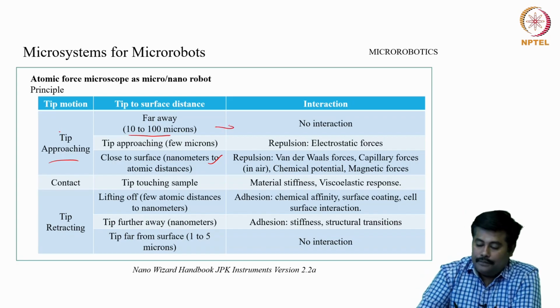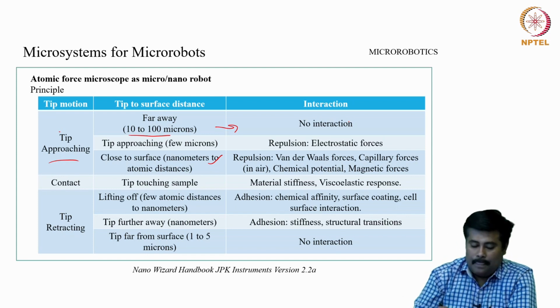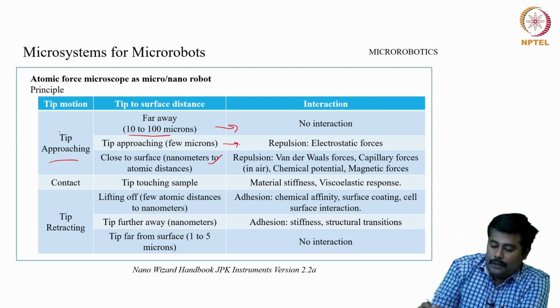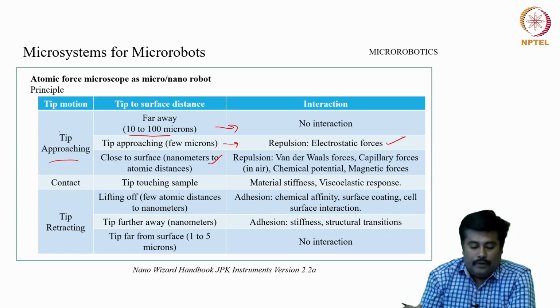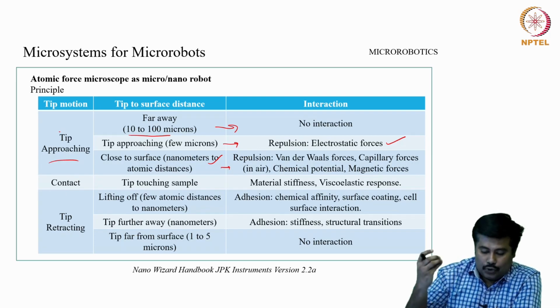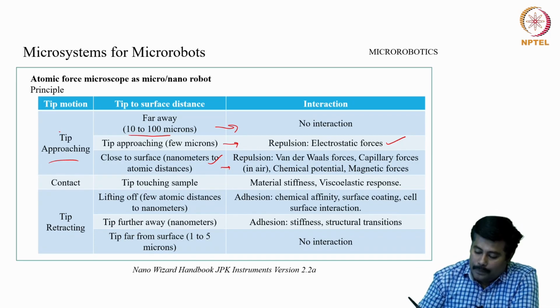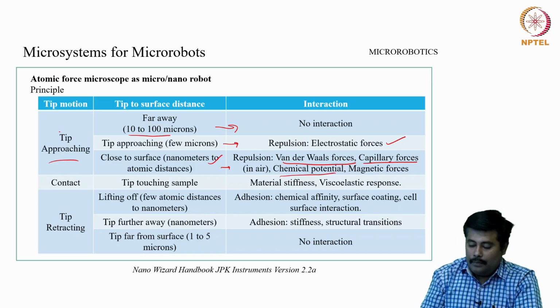Now, when it is far away, from the interaction point of view, there is no interaction which exhibits over there. When the tip is approaching, there is going to be a repulsion, which is a kind of electrostatic force. When the tip is closer to the surface, basically in the order of nanometers to atomic distance, the repulsion will result in van der Waals forces, capillary forces in air, then a chemical potential and a magnetic force.